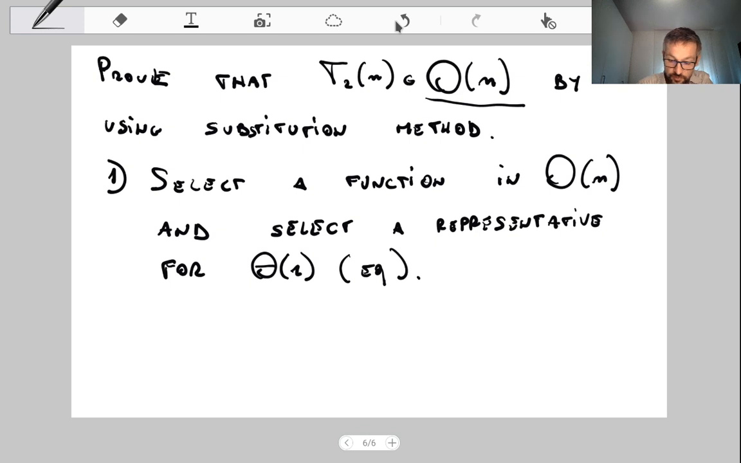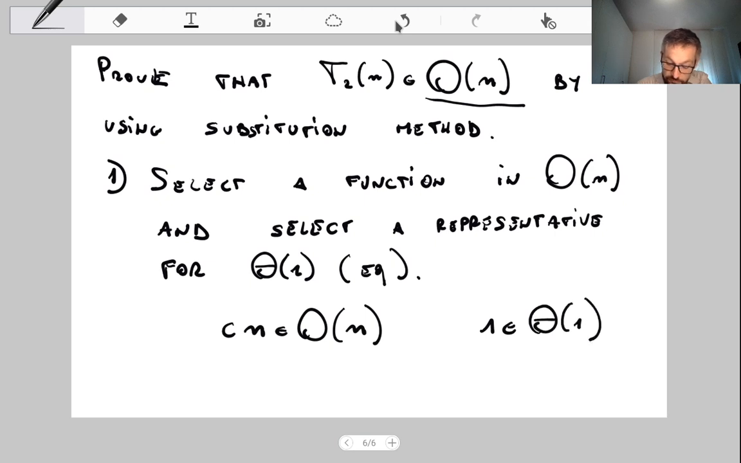Okay, so let's say we will deal with, for instance, Cn belonging to big O of n, and 1 belonging to theta of 1. Okay, this is my selection. I mean, they are totally, how can I say, they are done. I don't have any algorithm to select them. I just choose them as I want.